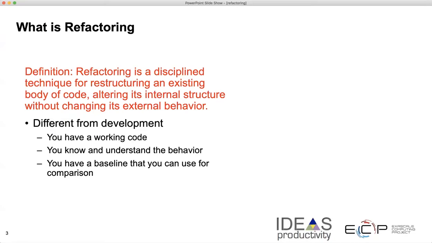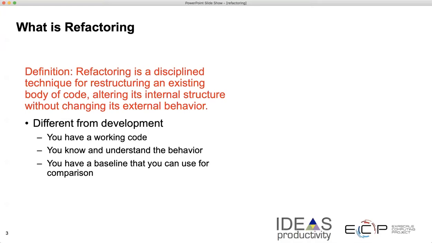Okay, here we go. First of all, what do we mean by refactoring, and what is the general definition of refactoring? Refactoring is a disciplined technique for restructuring a body of code that you want to alter in some way. You basically want to change its internal structure without necessarily changing its external behavior.